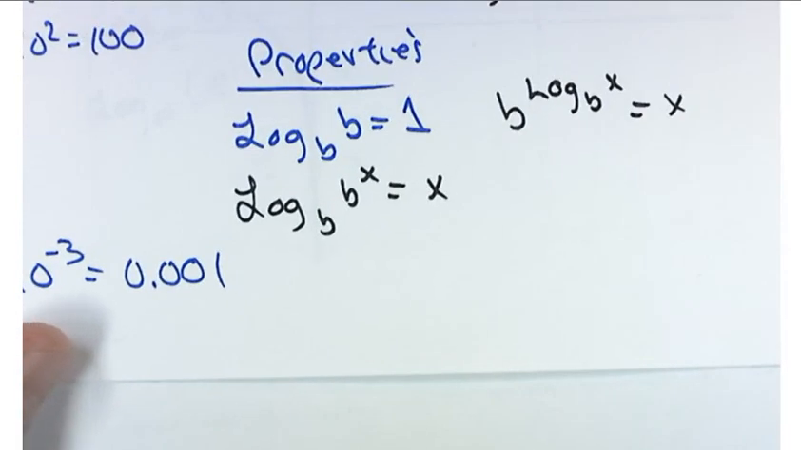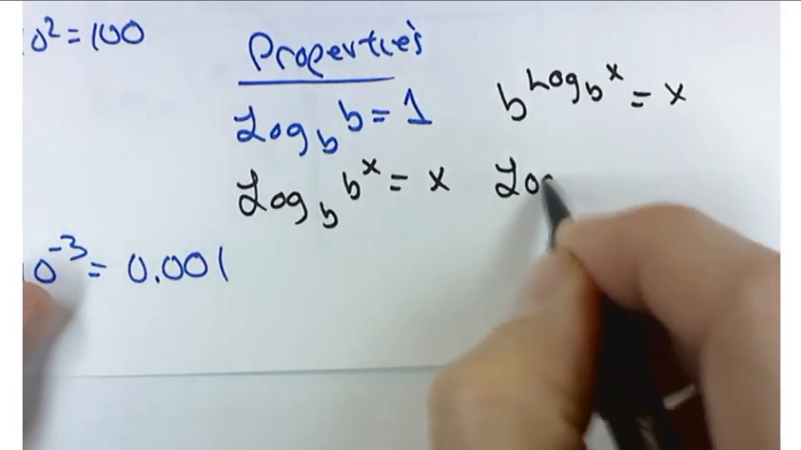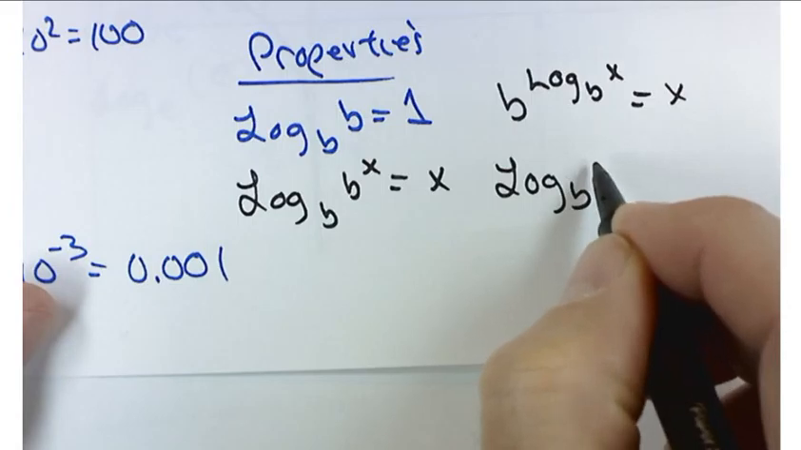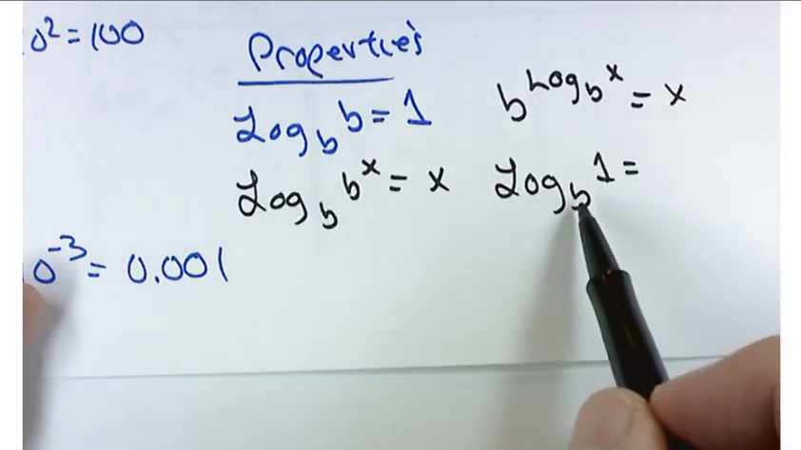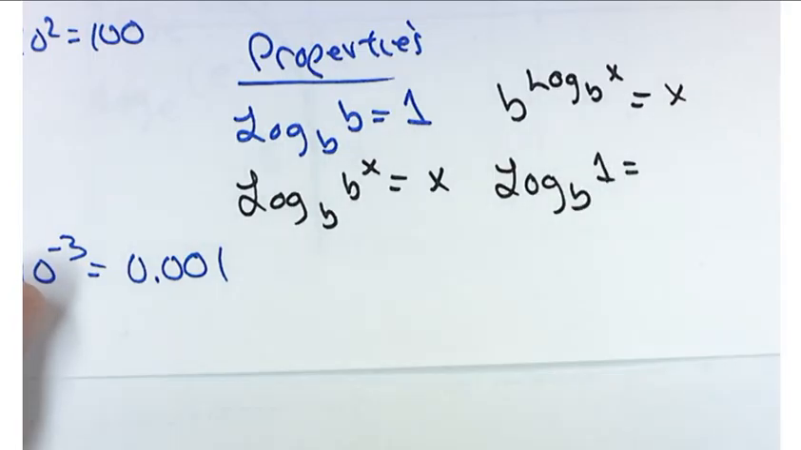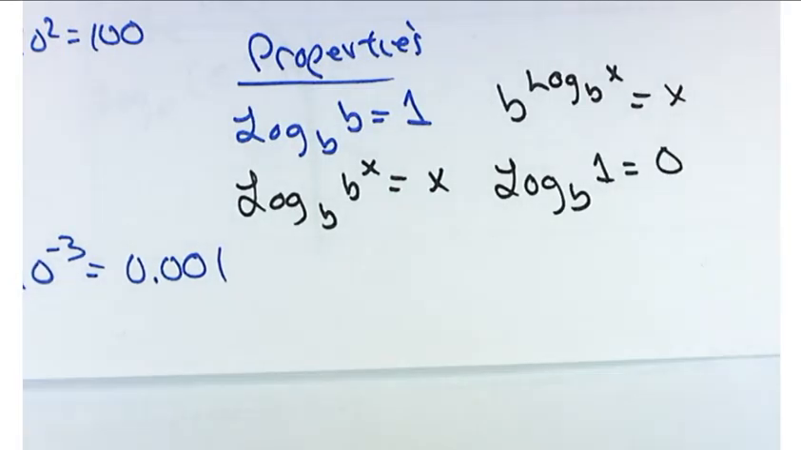I suppose there's one other property here that I could add. Log base b of 1. What power of a base gives me 1? 0. All right, so those are some good properties that'll help you work your way through this section.